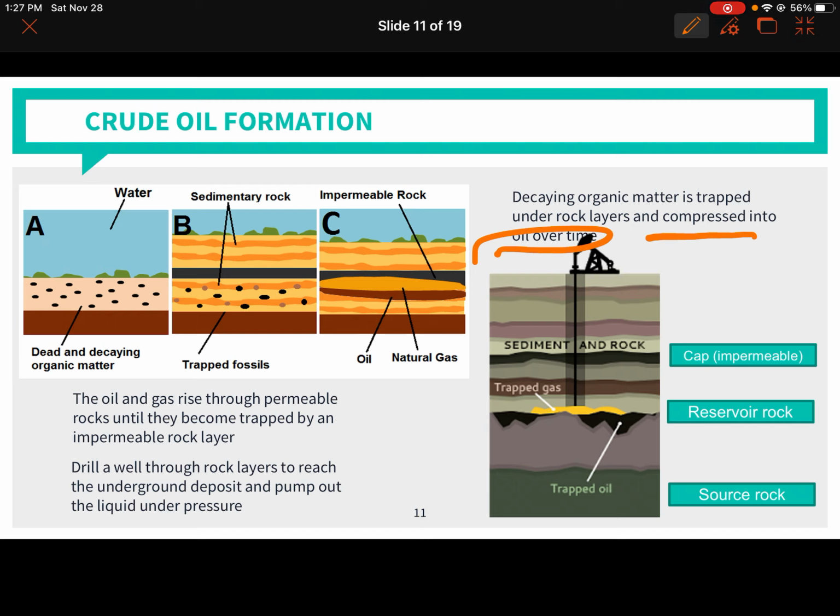So the oil and the gas rise through a permeable rock. That's right here. It's called the reservoir rock. Until they become trapped by an impermeable rock layer or a cap. That's right here. So our source rock is where we had our fossils. Over time, the heat and pressure causes them to become crude oil or natural gas. Those things rise up through the permeable reservoir rock until they get trapped by an impermeable layer underground. What we do next is we drill a well. That's this right here, this well. So we can reach the deposits and pump out that liquid oil under pressure.